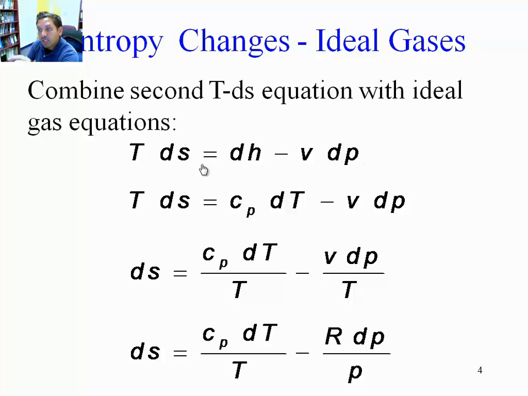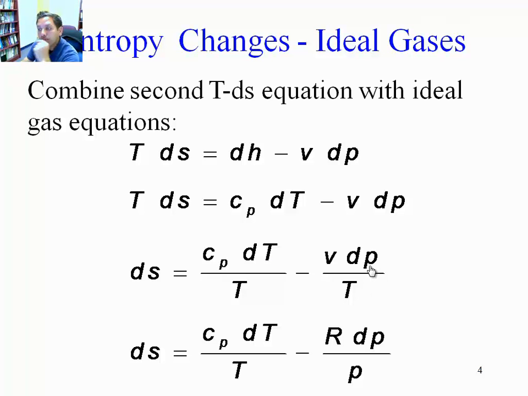Temperature times the change in entropy is equal to the change in enthalpy minus volume times the change in pressure. Let's use the relations for ideal gases, where dH is equal to Cp dT. And let's divide everything by temperature. So now the change in entropy is equal to Cp times dT over T minus V over T times the change in pressure.